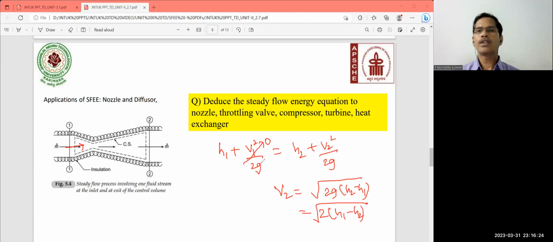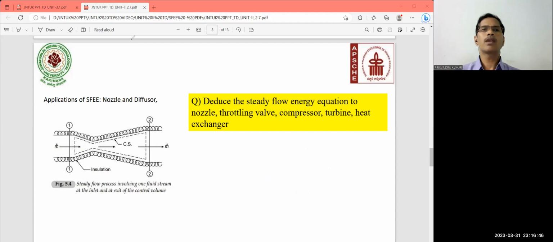So that is V square by 2. If you apply the steady flow energy equation, finally the velocity of the flow through the nozzle is equal to root of 2 into H1 minus H2. So this is how we are going to get the expressions for all these cases.